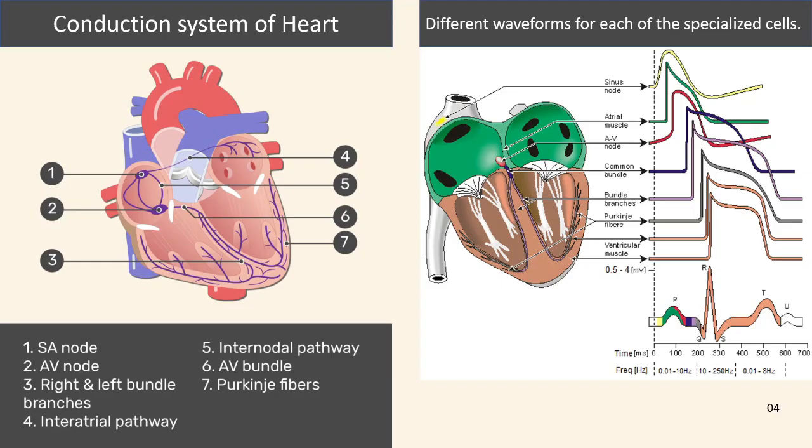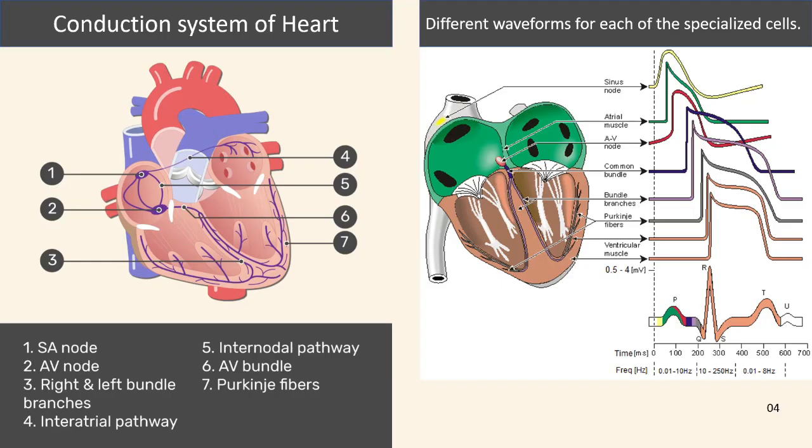After the signal generated by the SA node reaches the AV node, it is conducted to the whole of the heart, or you can say the ventricles, through the right and left bundle branches, and then the Purkinje fibers, finally reaching all of the cardiac cells.